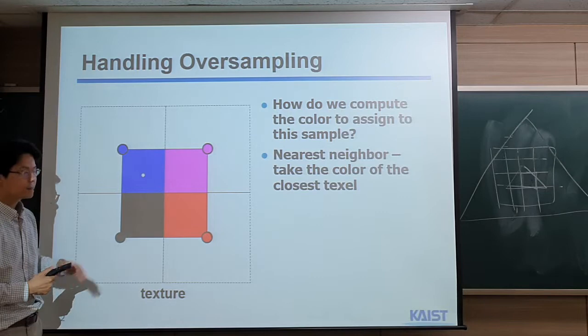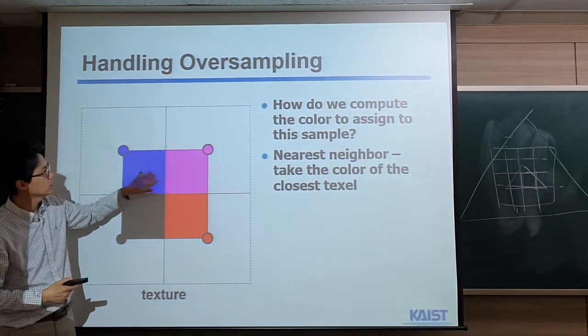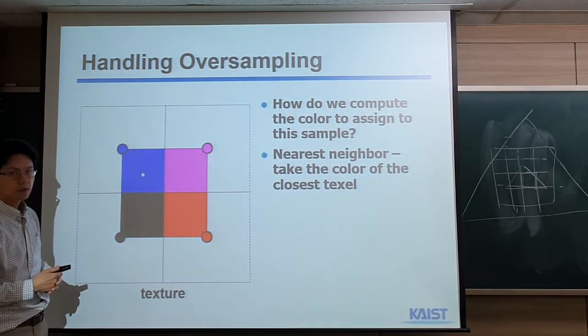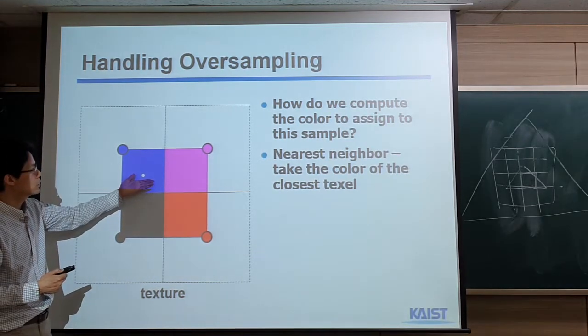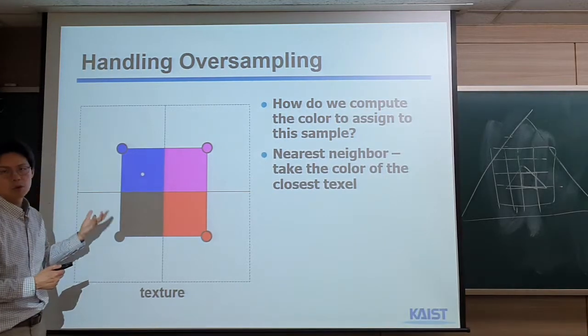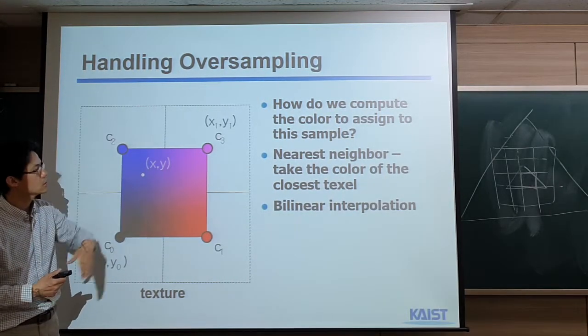You can see that it's very simple, but when you cross the boundary, you can see a sudden color change, right? That's the issue of the nearest neighbor approach. Along the boundary we change the color suddenly, and we don't want that. So another approach is that we want to change this color smoothly, right?